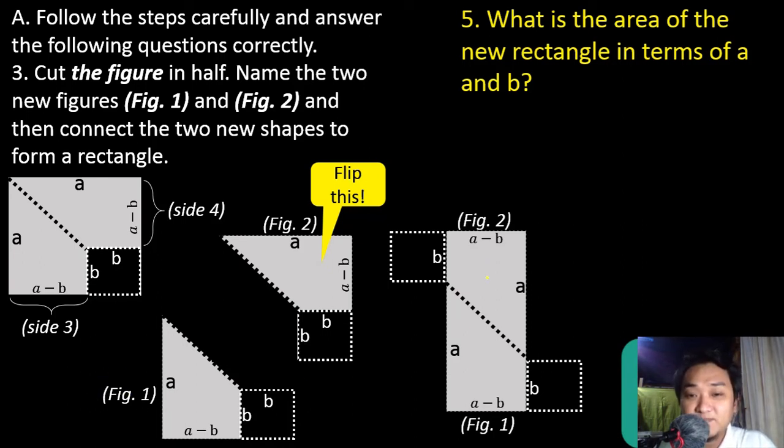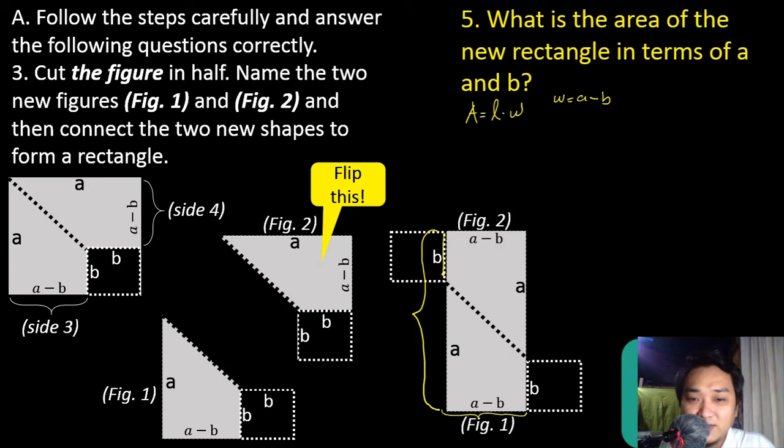Pag dinugtong natin sila, they will form a rectangle. Now, what is the area daw of the new rectangle in terms of A and B? So, makikita nyo naman yung mga dimensions ng rectangle, and if you're going to denote the area of a rectangle, it is just length times width. And in this case, what will be the new width? Ito. What will be the new width of the rectangle? The width of the rectangle is A minus B. Ano naman yung magiging bagong length niya? Ito. Ayan. Ano yung magiging bagong length niya?